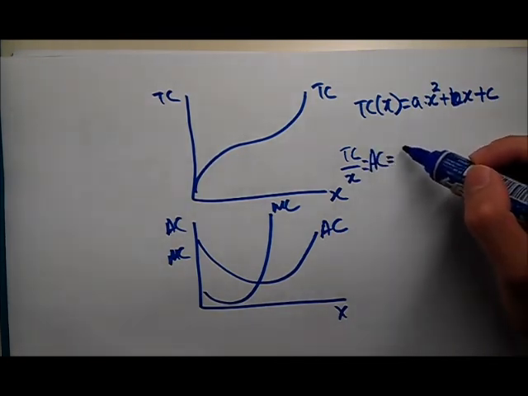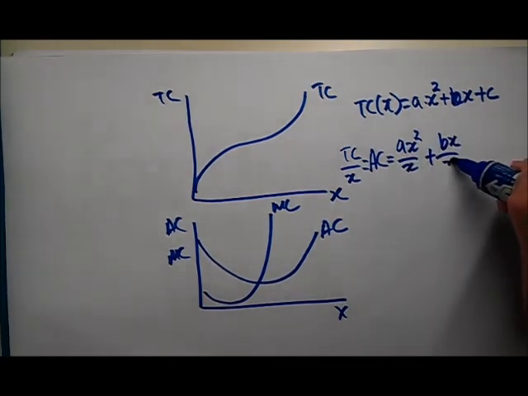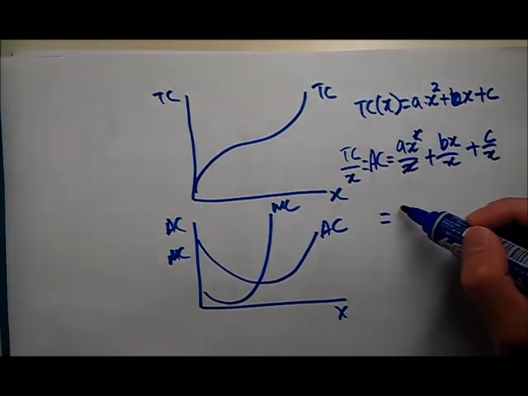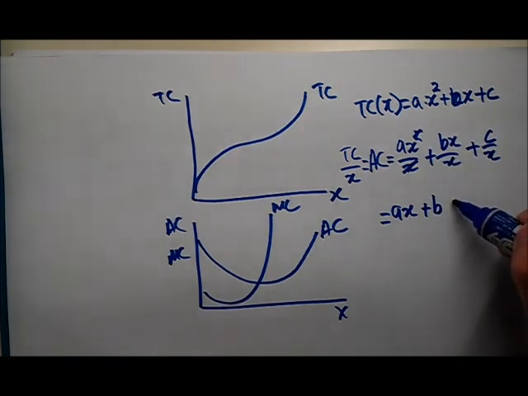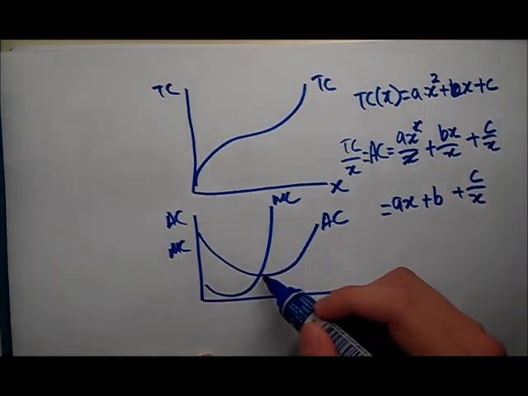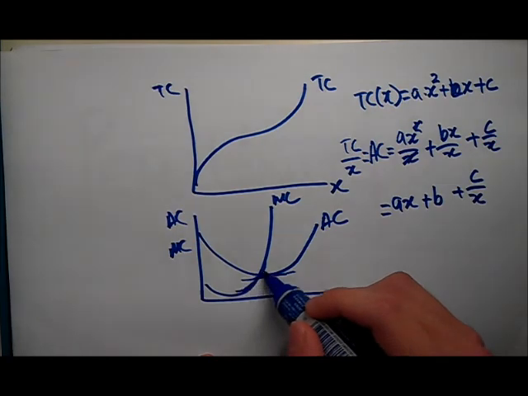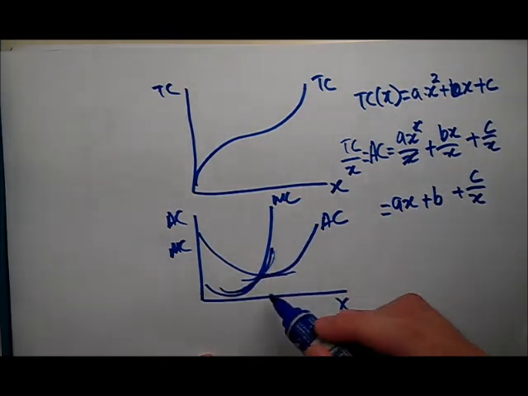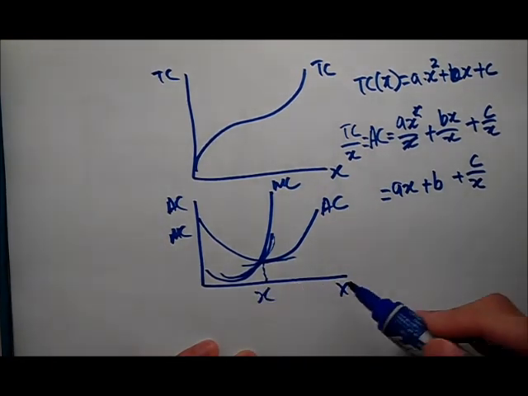So let's just go and do that, divided by x. We divide this, so you get ax plus b plus c over x. So that's what we got, and we know that the minimum point of the average cost always intersects the marginal cost. They both intersect at this point. So let us first find out what this minimum point is. Let us find out the quantity of x that is this minimum point right here.